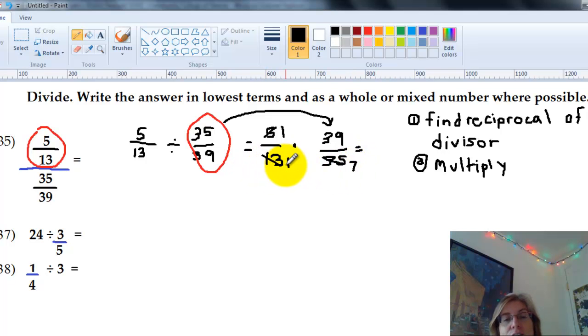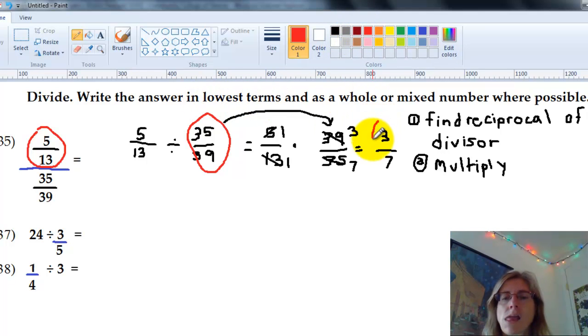13 into 13 is 1. And 13 into 39 is 3. So then we multiply 1 times 3 is 3, and then we have 1 times 7 is 7. So our answer is already in lowest terms. So the answer to number 35 is 3/7.